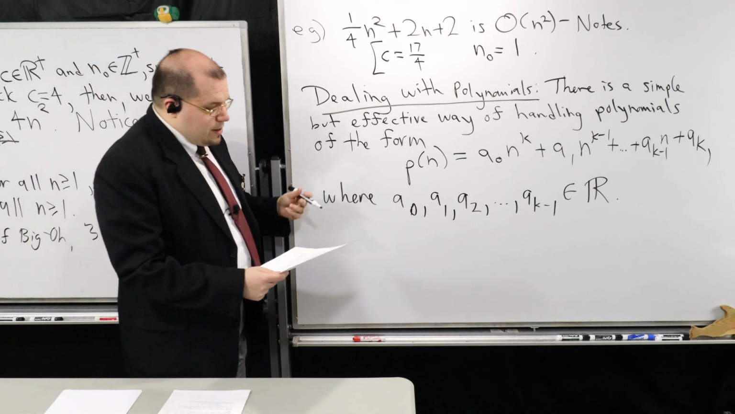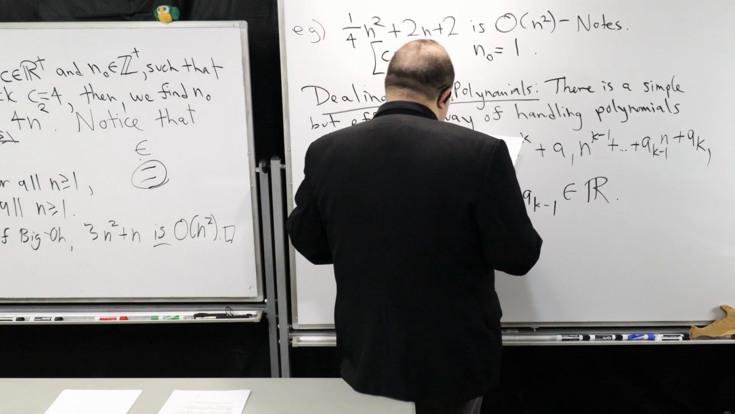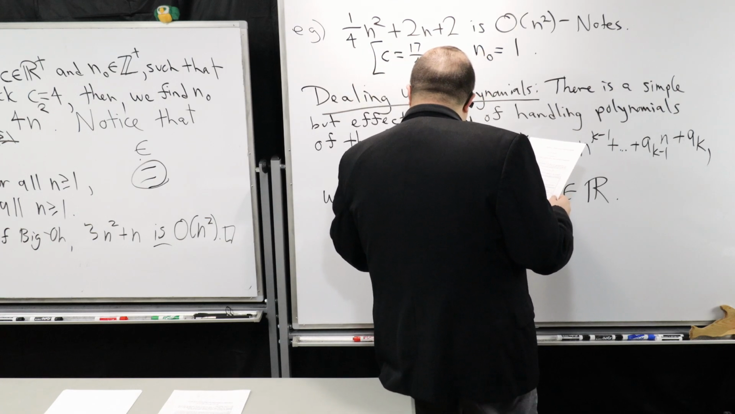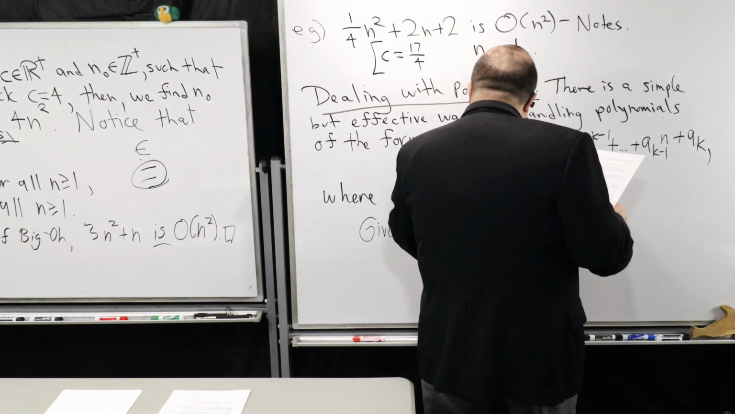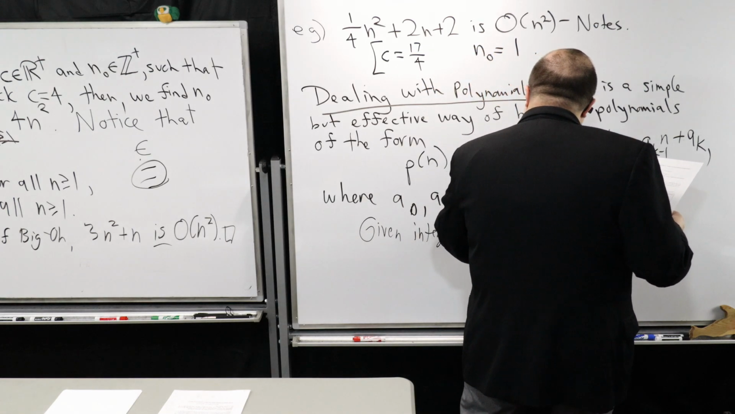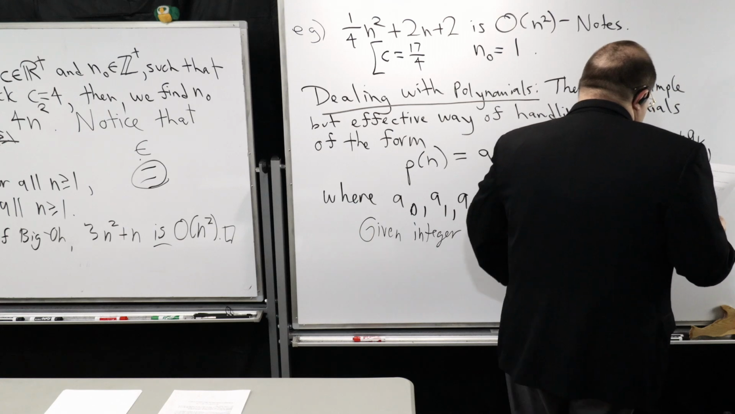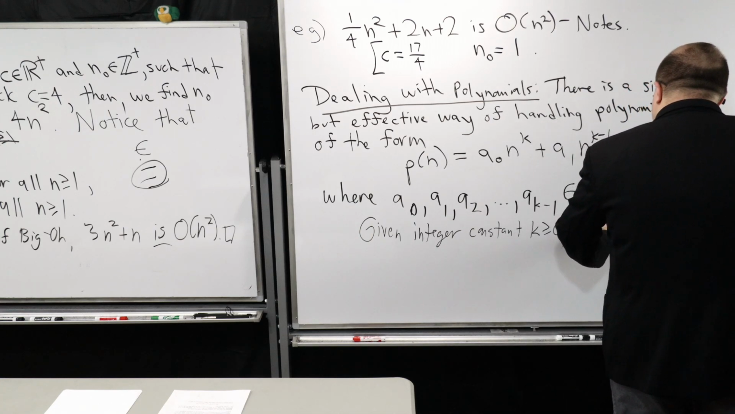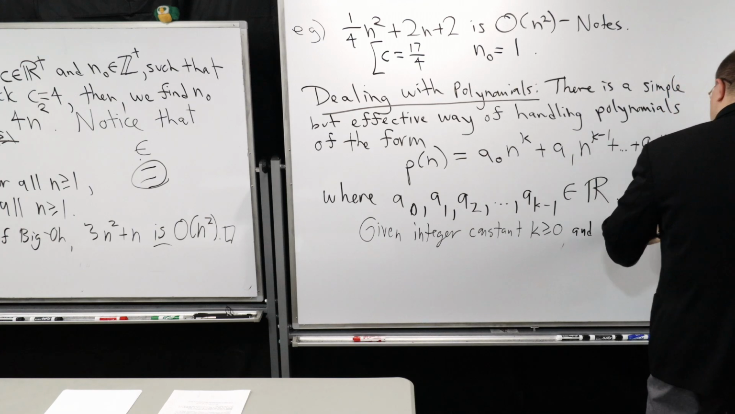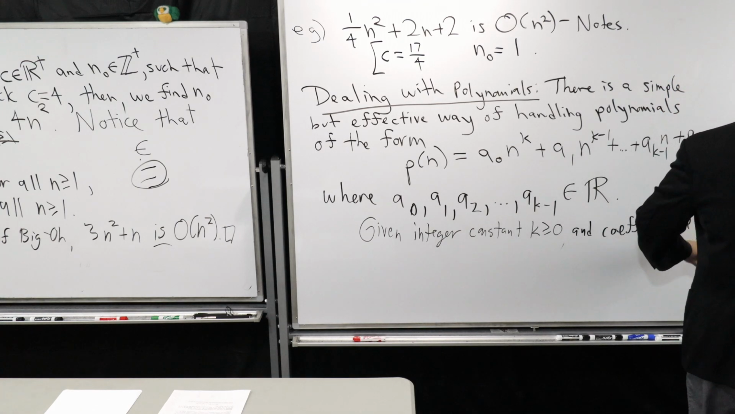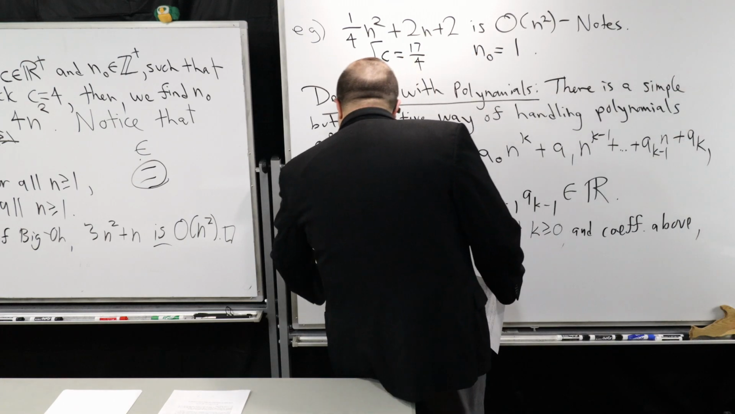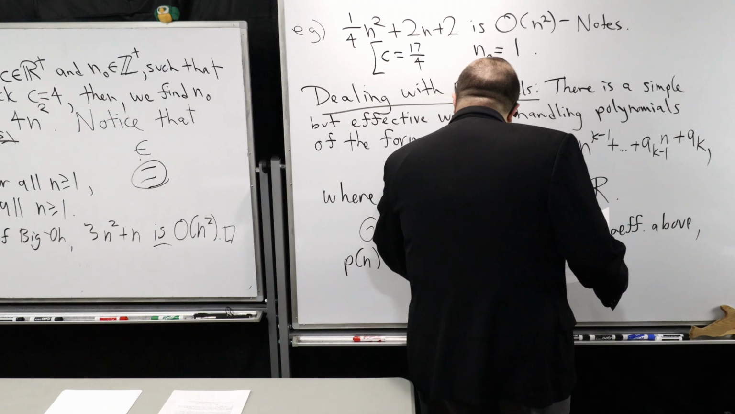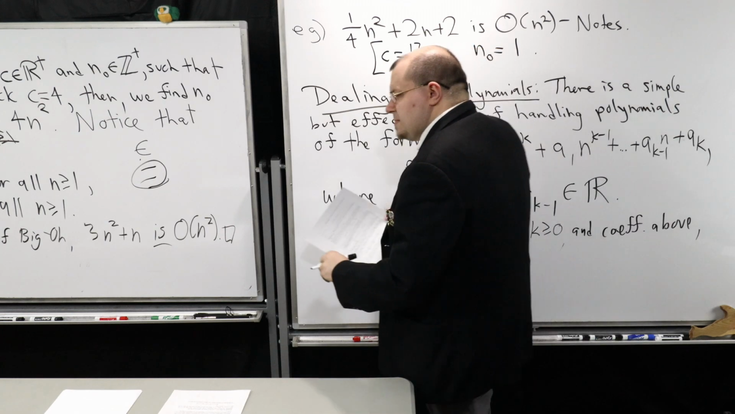And now here's the statement. Given an integer constant k greater than or equal to 0 and coefficients as above, P is big O of n to the k.